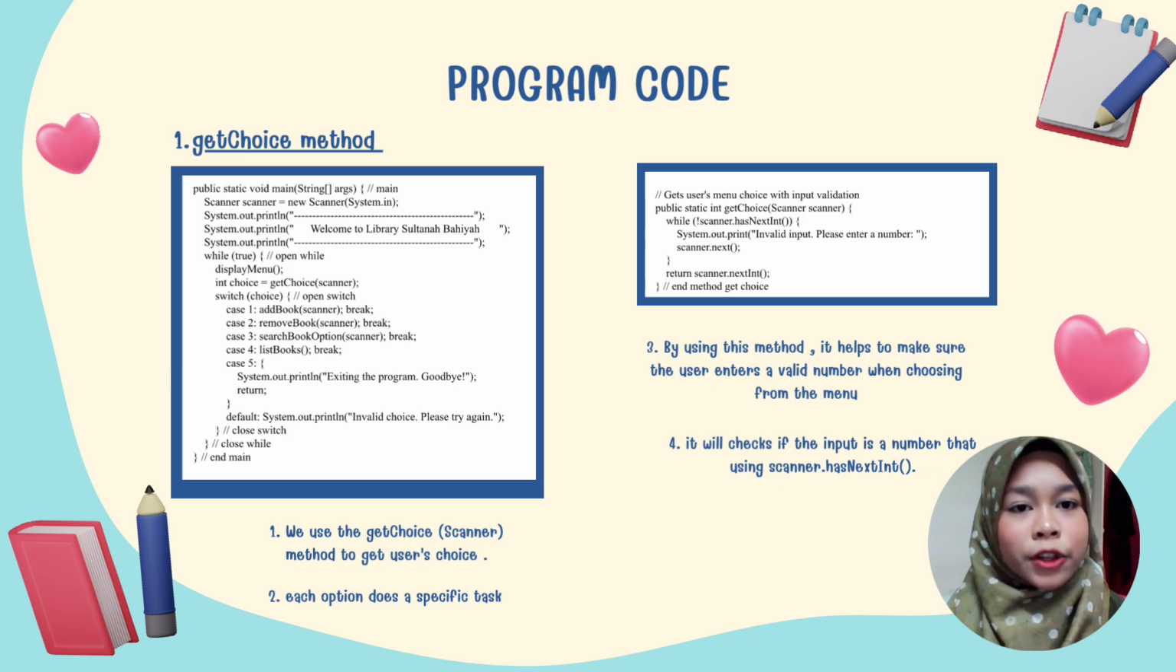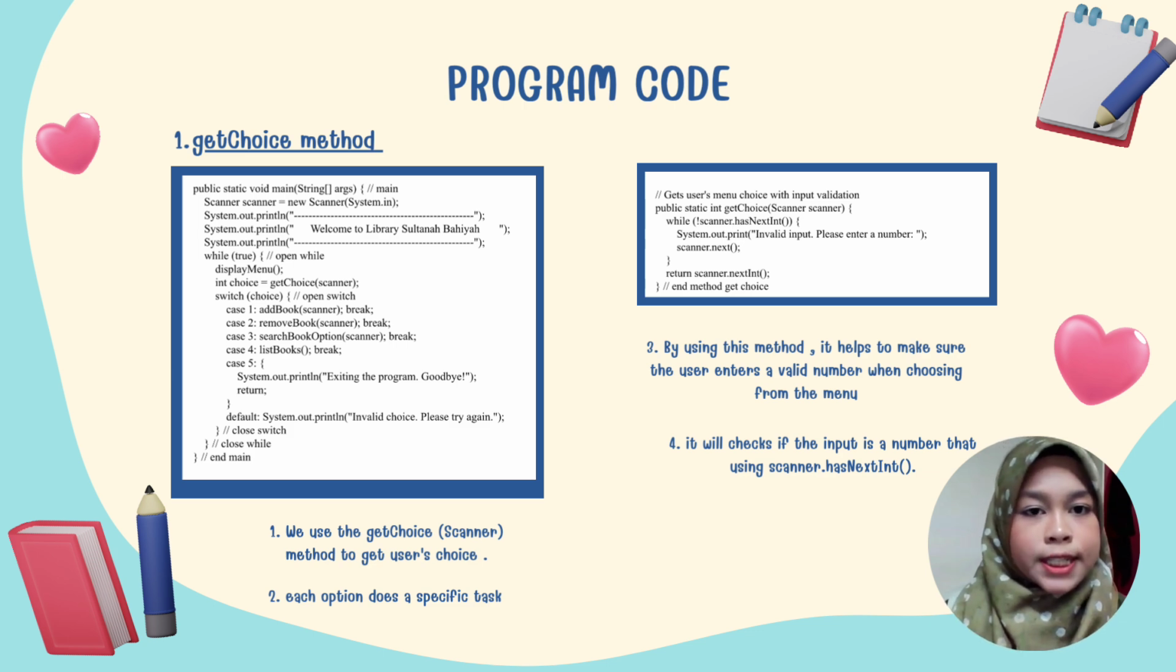Okay, so we move on to the next part. Firstly, we use the getChoice method to get the user's choice, and each option has a specific task. Here, we use a switch case structure to make the program simple and easy to use. The user can enter an input from number 1 until 5. If the user types something that is not a number, like a letter, a symbol, or a number beyond 5, the program gives a message asking them to try again.